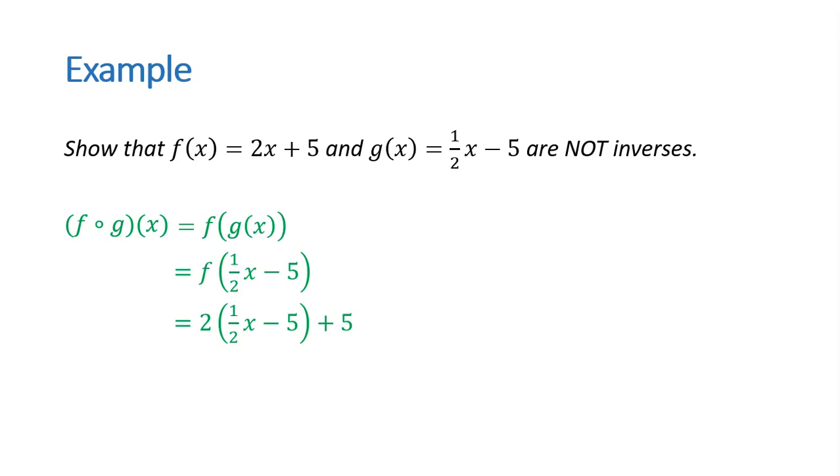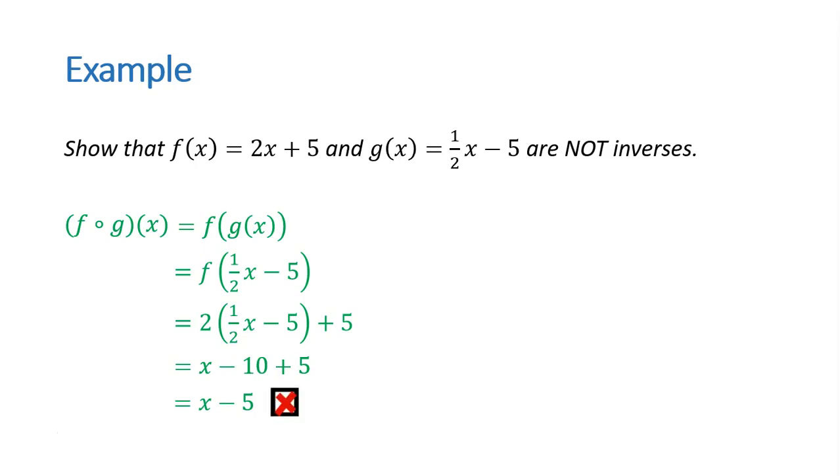And then 2 times negative 5 is negative 10. So we have x minus 10 plus 5. If I combine my negative 10 and my positive 5, I'm left with x minus 5. And at this point, algebraically, there's nothing else I can do to simplify anything, to combine anything.